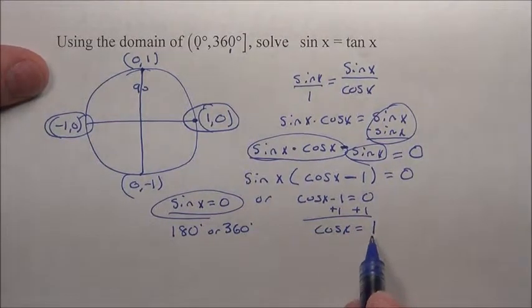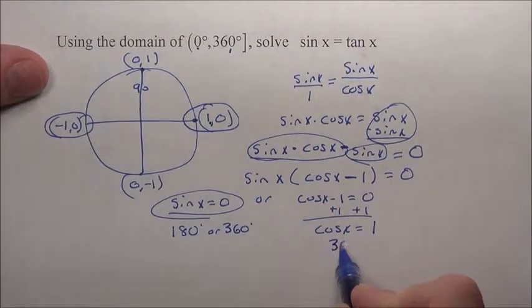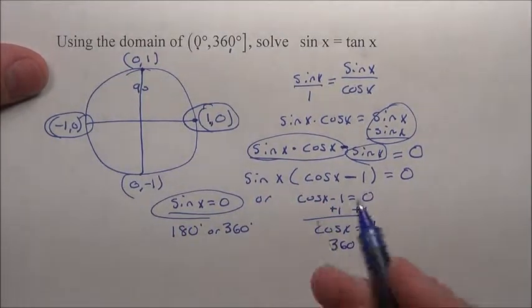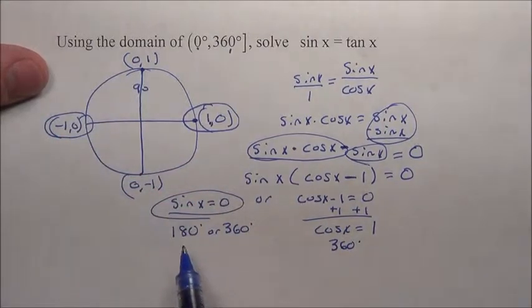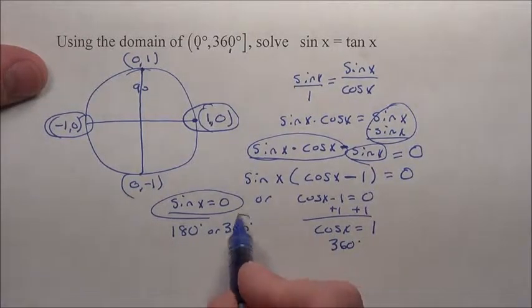Well, where's the cosine of x 1? Well, that also occurs here at 360, so we've already sort of listed that with this guy. Does it occur anywhere else? No. So the final solution is 180 or 360. You don't need to list it twice.